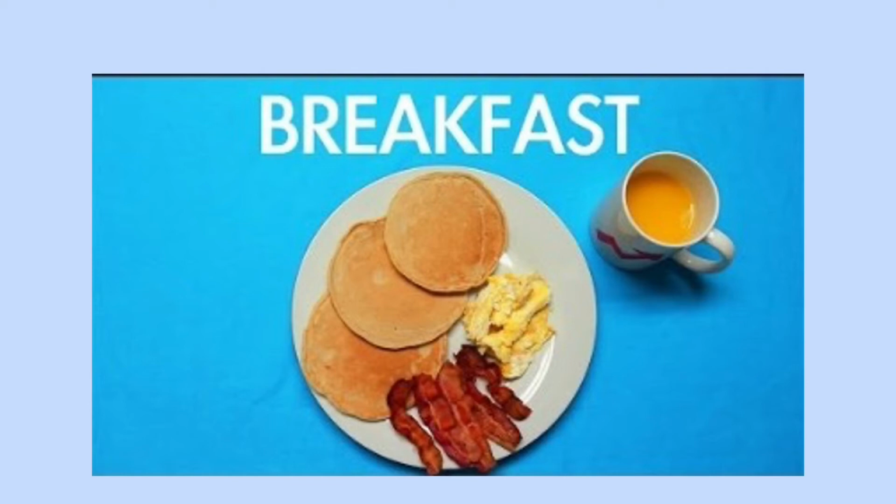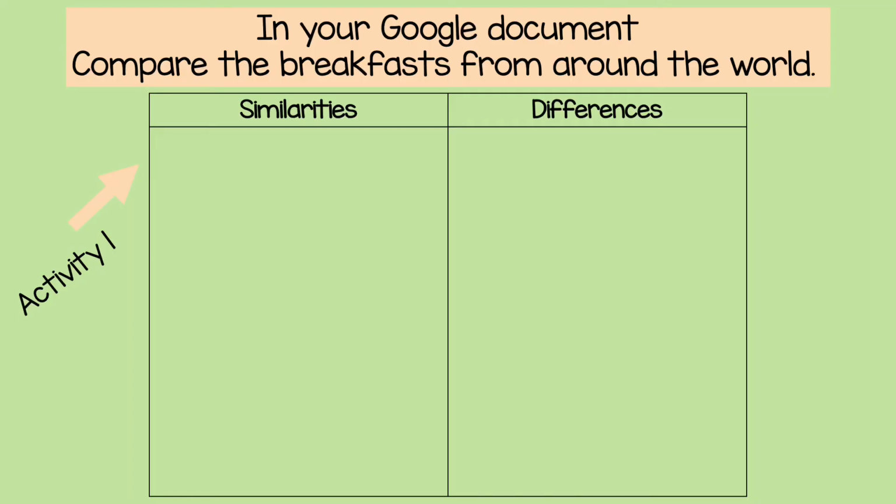So that's going to be your first activity for this week. In your Google document, I want you to compare breakfasts from around the world. So you're going to find the similarities, so things that are the same across different cultures, and then you're going to find the differences, so things that are different between each breakfast. You can either screenshot this and add it to your Google document, or you can do it in dot form. However is the easiest way for you to compare the breakfasts, that's the way I want you to do it.